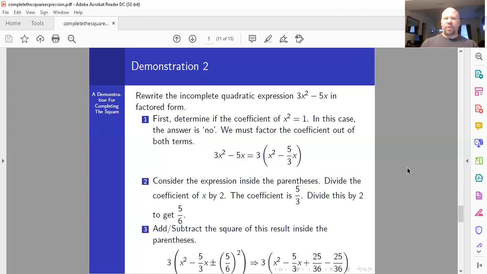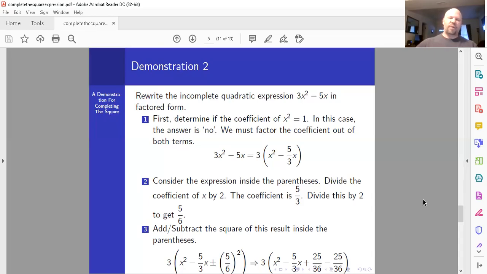And of course, now because we are rewriting our incomplete quadratic, we now have to add and subtract, but you have to do this inside the parentheses because we haven't distributed that 3 through yet. So you got to do it inside the parentheses because that's where 0 needs to be added. If you do it outside the parentheses, then when you go back to factor through, things won't work out correctly. So you want to make sure that you do it inside the parentheses. So here we have 3 times quantity, x squared minus 5/3 x, plus or minus 5/6 squared.